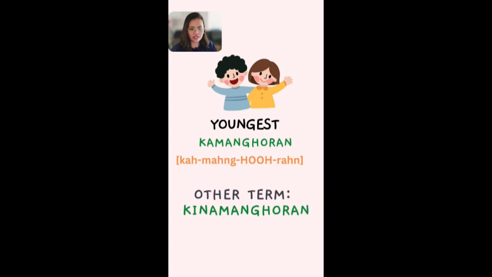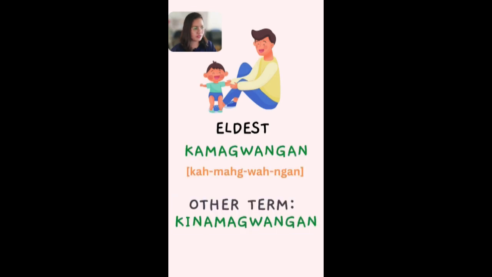So youngest is kamanghuran. Another term is kinamanghuran. Okay, next one we have eldest. Eldest is kamagwangan. The other term is kinamagwangan, or kinamagulangan. So, we have the magulang version. Kinamagulangan or kinamagwangan. I'll just use kamagwangan.